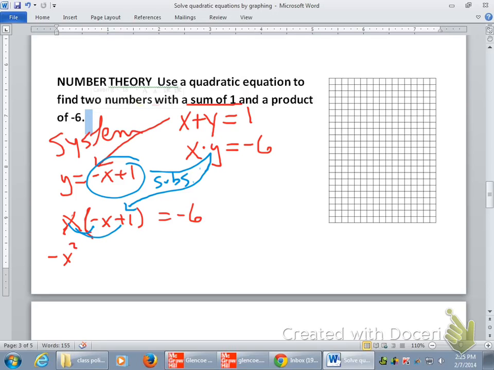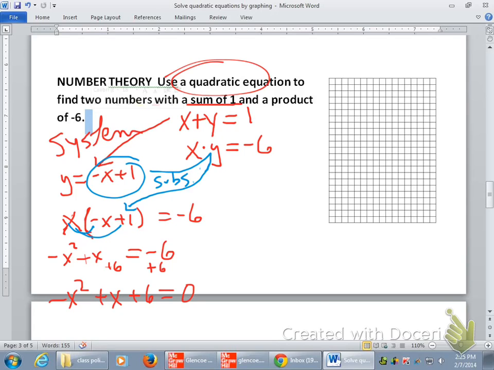negative x squared plus x equals negative 6. Is it quadratic now? Yes. Remember the direction said use a quadratic equation? It is quadratic, isn't it? All right, so solve it. What do you do with this guy? Yeah, get rid of him. So add the 6 to both sides. We've got negative x squared plus x plus 6 equals 0.